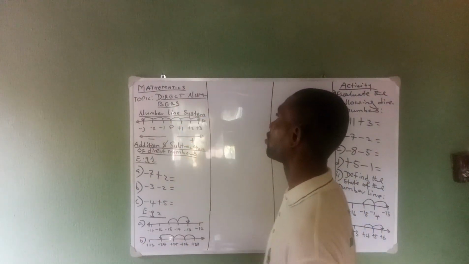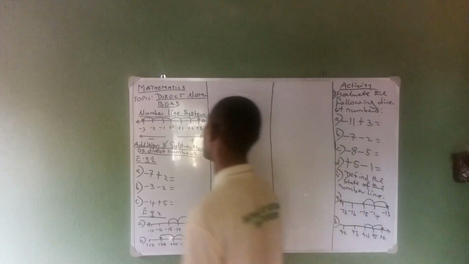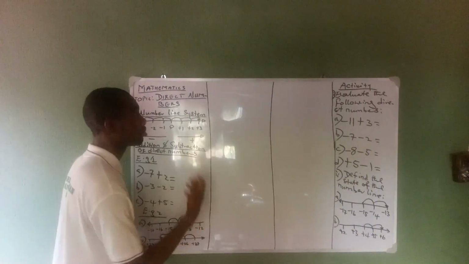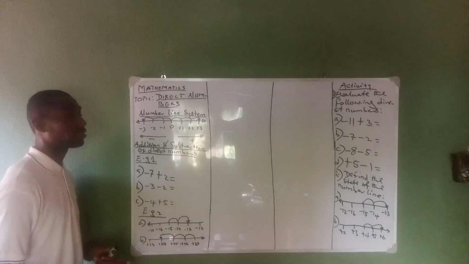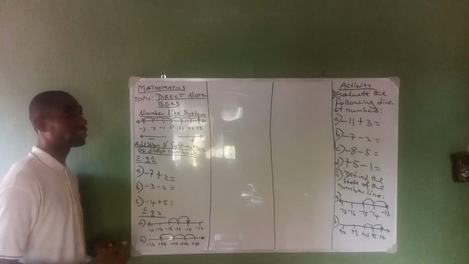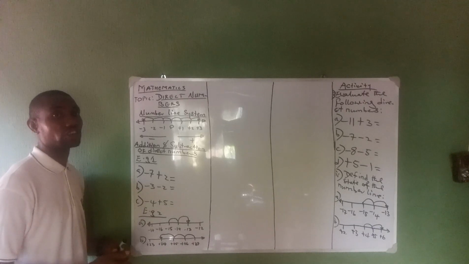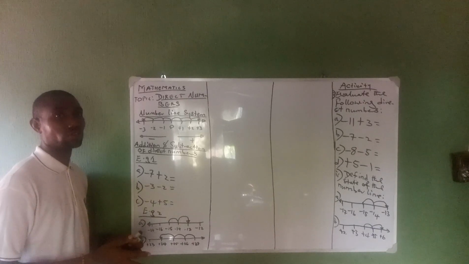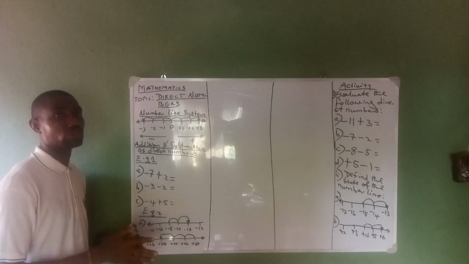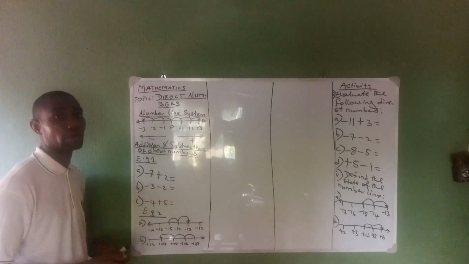In our mathematics class today, we shall be looking at directed numbers. Now, the question we should ask ourselves is, what are directed numbers? I want us to know that directed numbers are numbers of positive and negative values. So when we have the case of plus and minus, and we have numbers that have those signs, we refer to them as directed numbers.